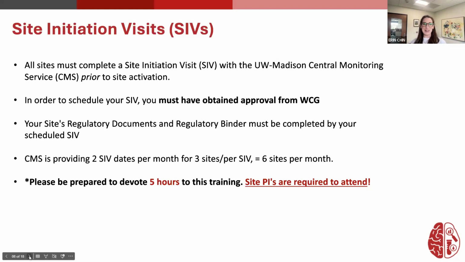We've got a lot of sites to get through, as you can imagine. The Central Monitoring Service is providing us with 2 site initiation visit dates per month, and they're allowing us to have 3 sites at each of those meetings. So that's 6 sites per month. So we just want to have all sites keep this in mind. This is something that is required, and it is a 5-hour training. Next slide, please.